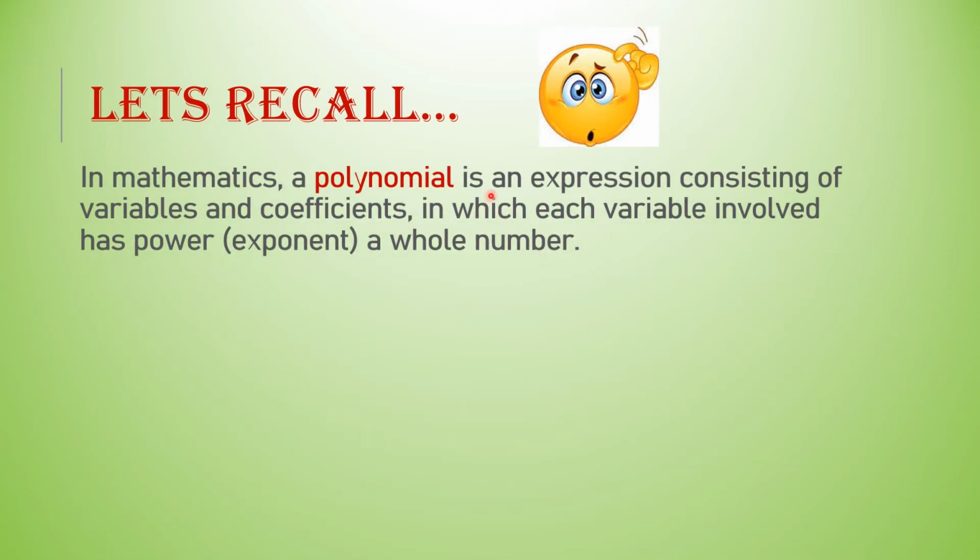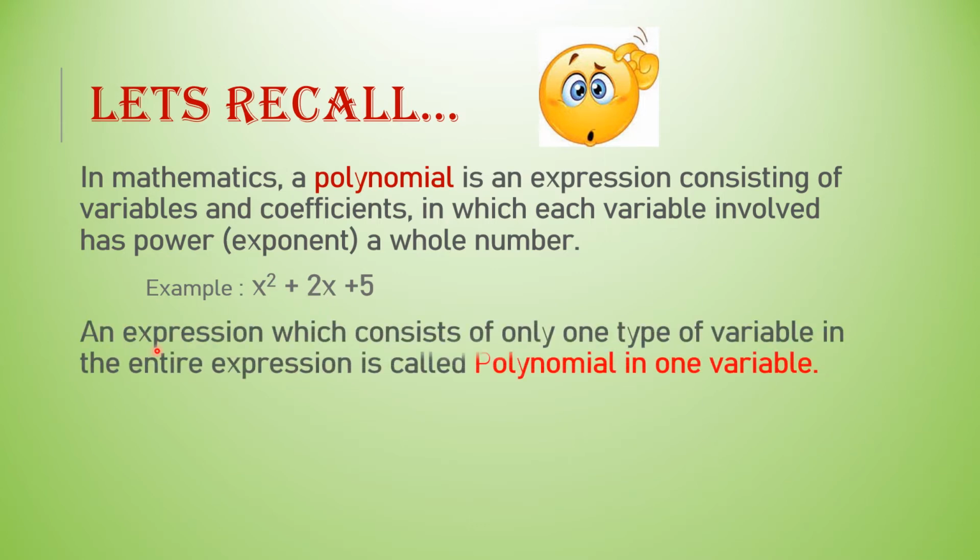A polynomial is an expression consisting of variables and coefficients in which each variable involved has a power as a whole number. Here in the example, x squared plus 2x plus 5, the power, that is 2, is a whole number. Hence, this expression is a polynomial.